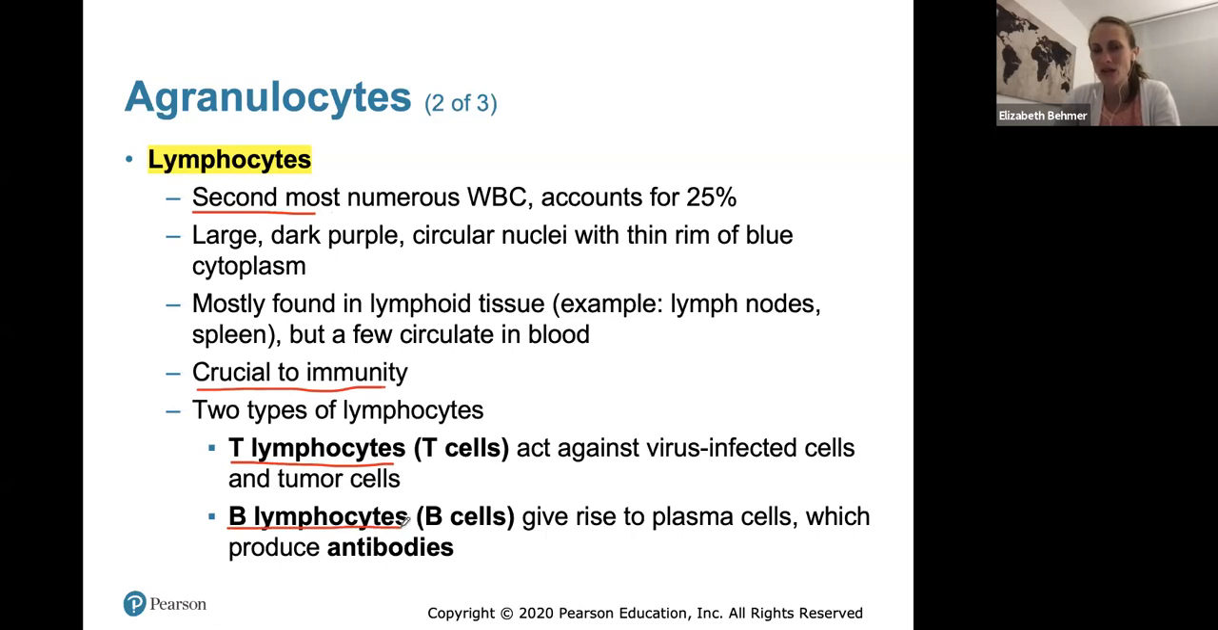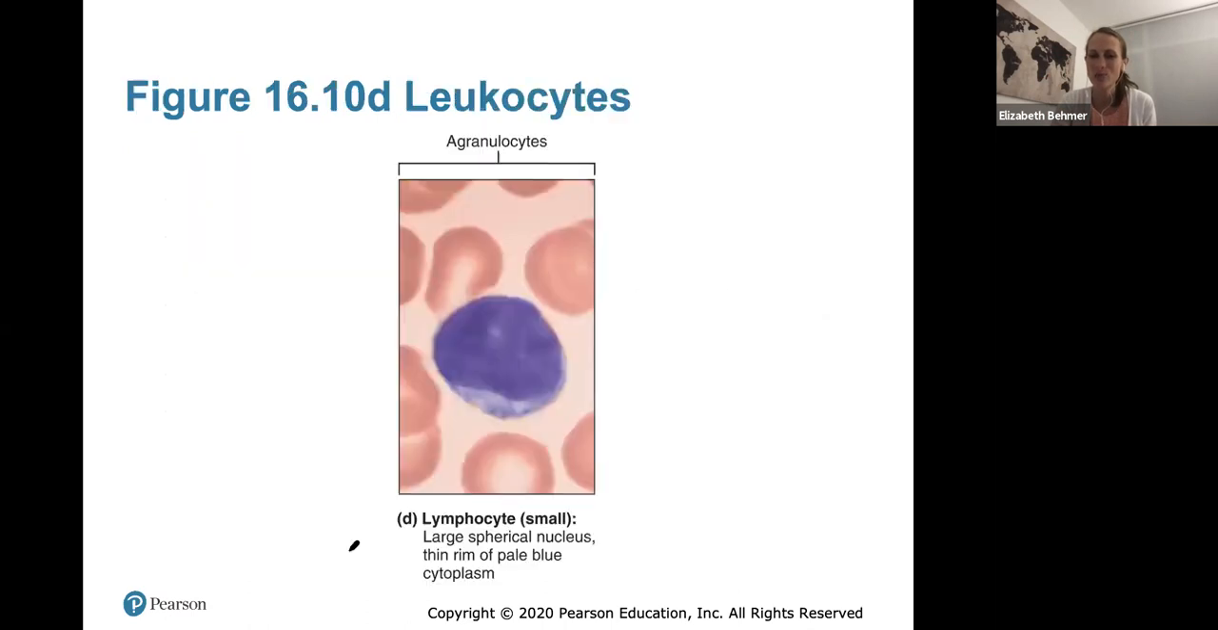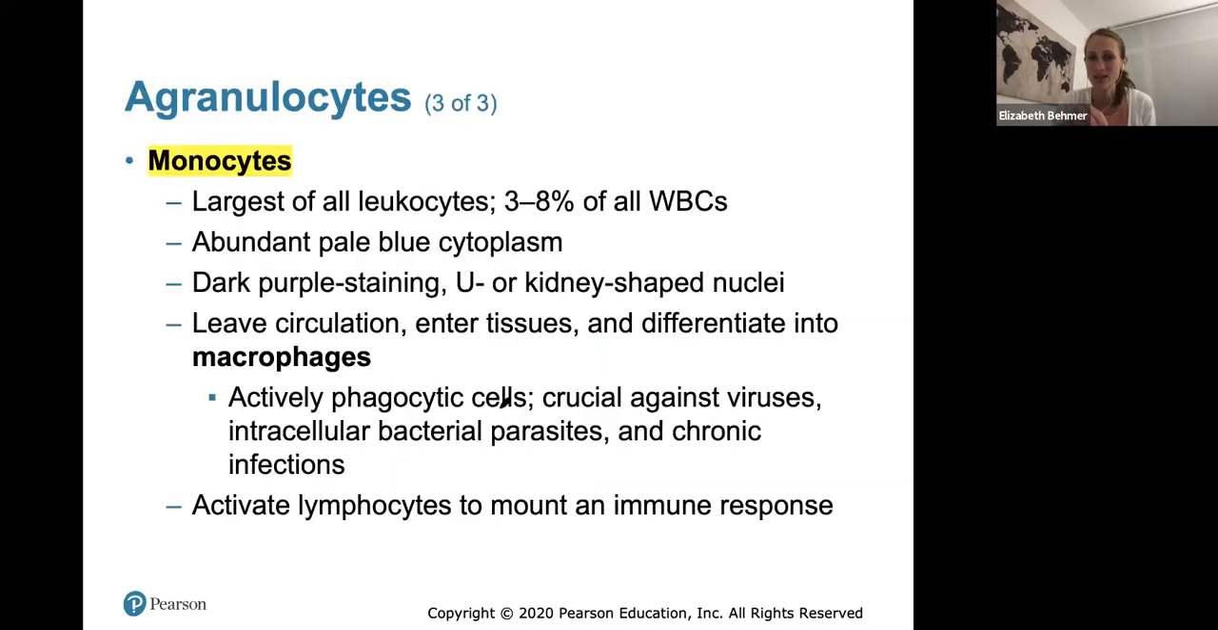So lymphocytes are kind of our big heavy hitters that help with the immune response, and we have 2 types of lymphocytes. T cells will act against virus-infected cells and tumors. And our B cells will give rise to plasma cells, which produce antibodies. So again, just picking out the main function of each leukocyte will be important for this. And no granules in the leukocyte, and the nucleus fills up almost the entire cell.